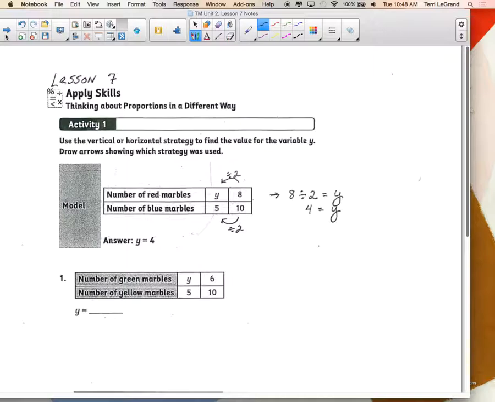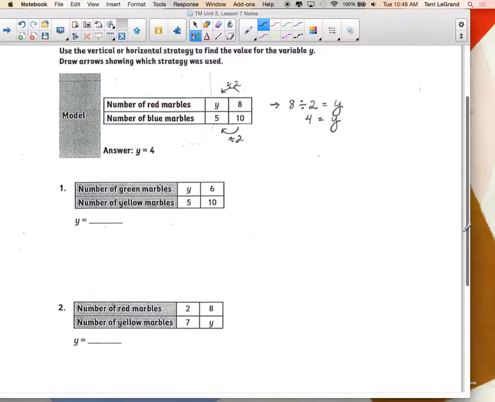Let's do some practice here. Okay, here's the first example that has already been done for us. It says right here, in this particular problem, the y value is equal to 4. And how was it arrived at? Was vertical strategy used or horizontal strategy used in that one? Horizontal. If it's going left and right, we're talking horizontal.